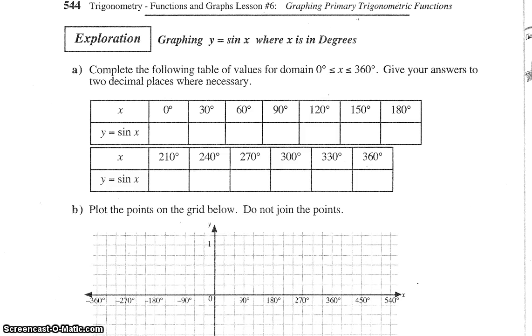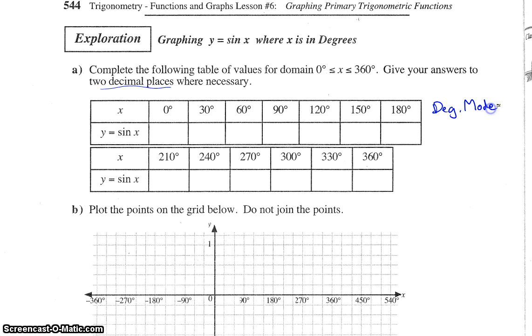Okay, so we're looking at the next page, the exploration. Complete the following table of values for the domain 0 to 360. Give your answers to 2 decimal places where necessary. So that implies we can use the calculator, 2 decimal places. You could also get these exact values using your unit circle as well. But since the decimals might be a little more convenient for plotting them on the graph, we're going to be doing that. So we're using 0 degrees, 30 degrees, 60 degrees, so we need to be in degree mode.